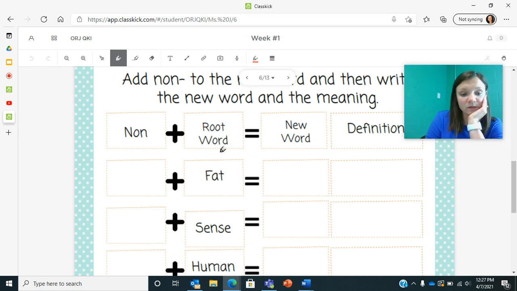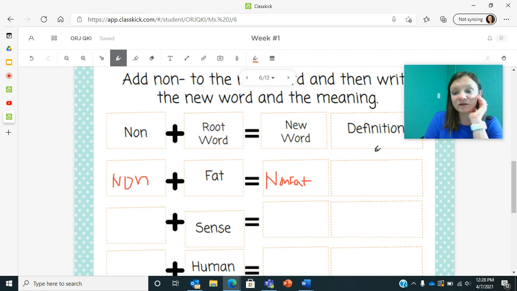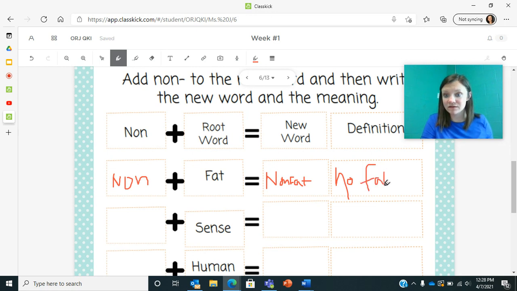So we have non plus blank. So I'm going to add non-fat. So that means the word is non, one whole word, non-fat. Just do your best writing. I know it's hard, but I want you to do your best. And then you're going to tell me, what does that mean? What's the definition of non-fat? If something is non-fat, that means it doesn't have any fat. I'm going to put no fat. That's what it means. It's not fat. It has no fat. Good.